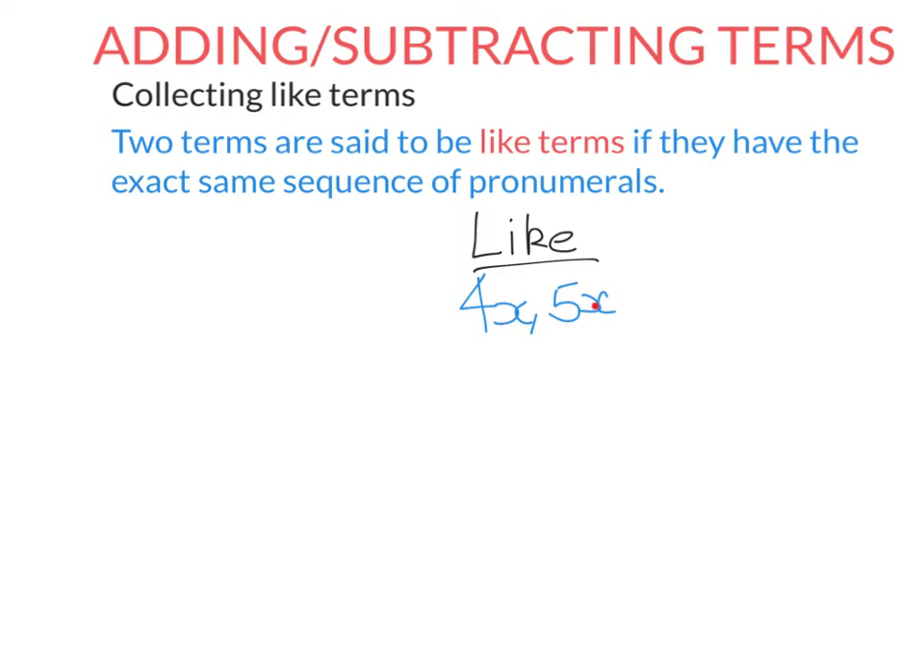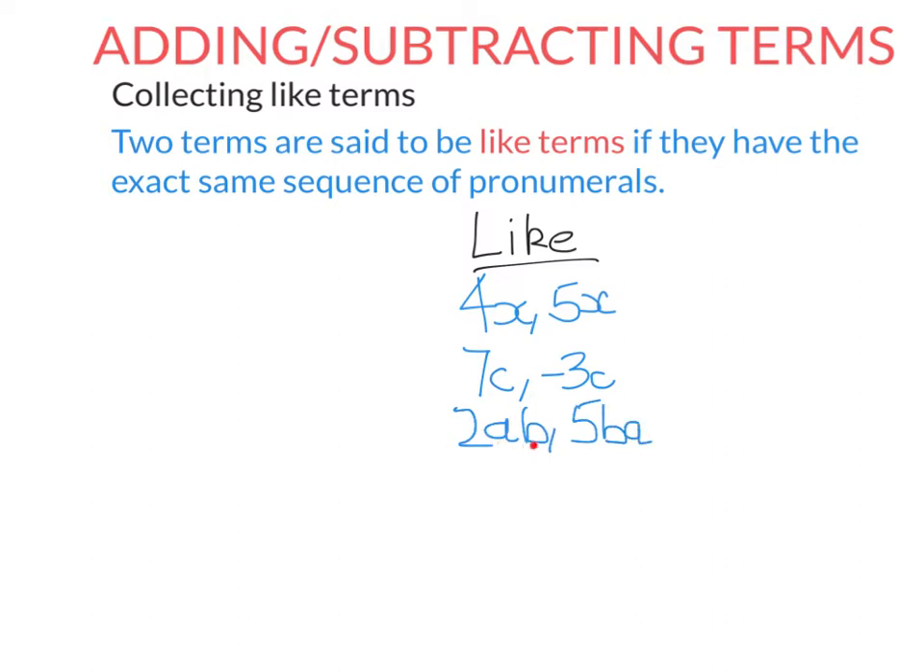So these are like terms because they have the same pronumeral, and that means I can actually add these two terms together. Other examples, say 7c and minus 3c. They're like terms as well. They both have the same letter, same pronumeral, which is c. So it turns out the terms 2ab and 5ba, they would be examples of like terms.